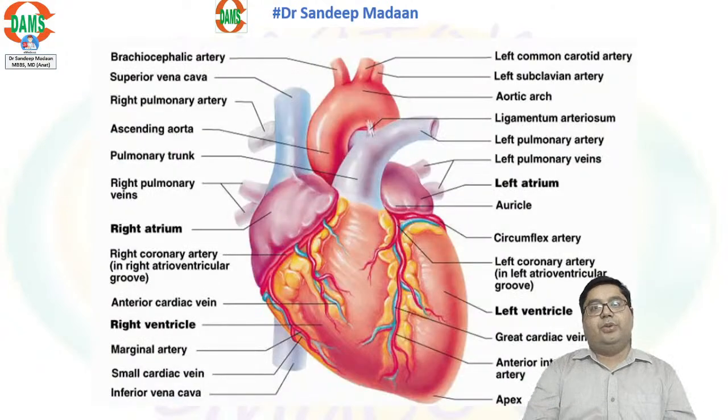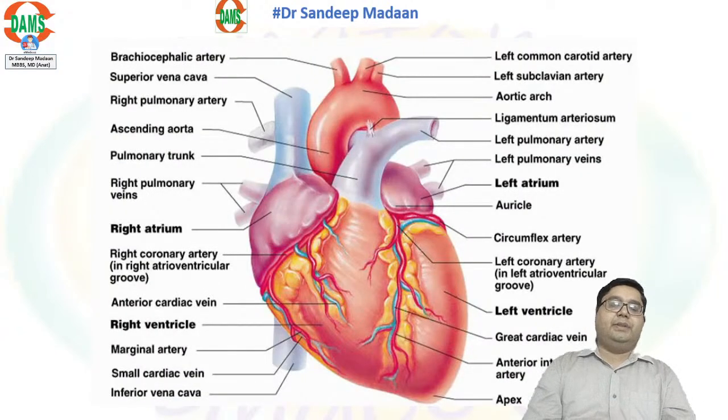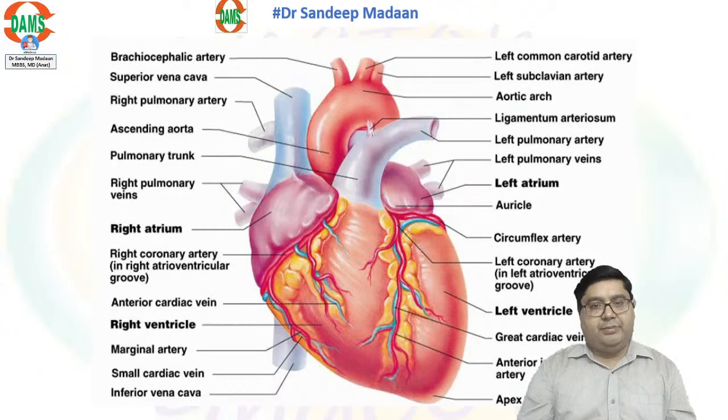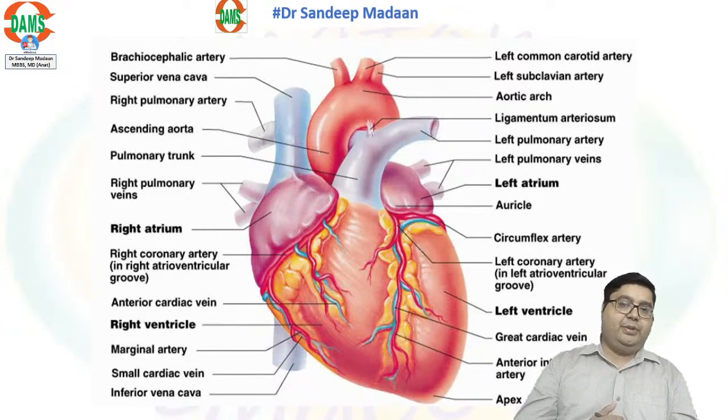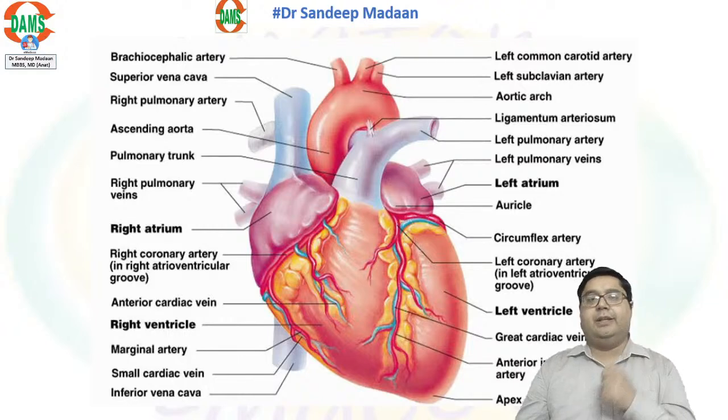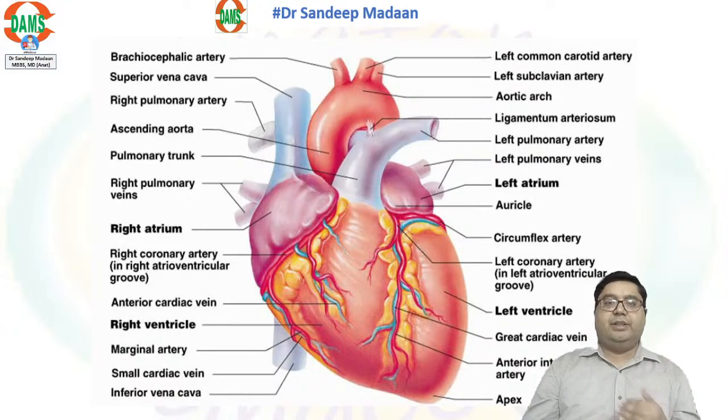And also, please go through the coronaries. Okay, the right coronary supply and left coronary supply: particularly, how much of the septum are they going to supply? Anterior 2/3 by the left coronary artery, posterior 1/3 by the right coronary artery.